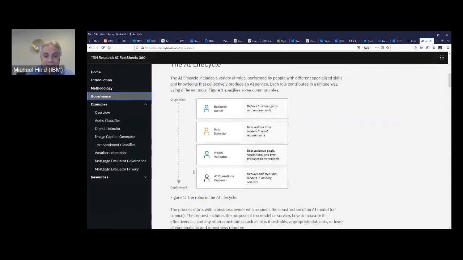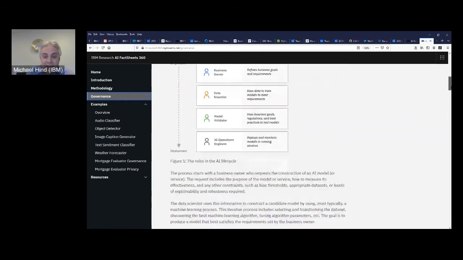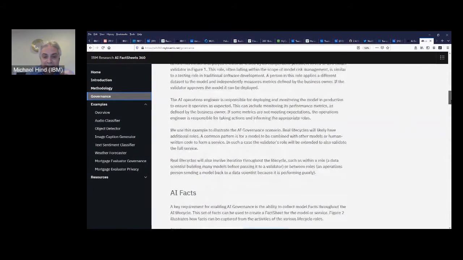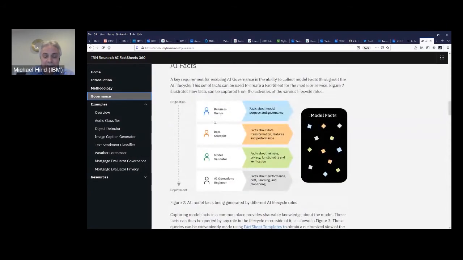So here's a typical life cycle where you've got a business owner, a data scientist, a model validator, and an ops person, right? So your life cycle may differ. You may have more roles, but this is kind of the basics, right? Someone requests an AI model, a data scientist goes and creates it. She sends that to a model validator who does testing and QA, looking at risks. And then if all goes well, things get deployed. Unfortunately, in practice, there's a lot of iteration going backwards. But that's kind of a very simple life cycle. And what we see is that each of these personas actually have interesting information about the model development and deployment process.